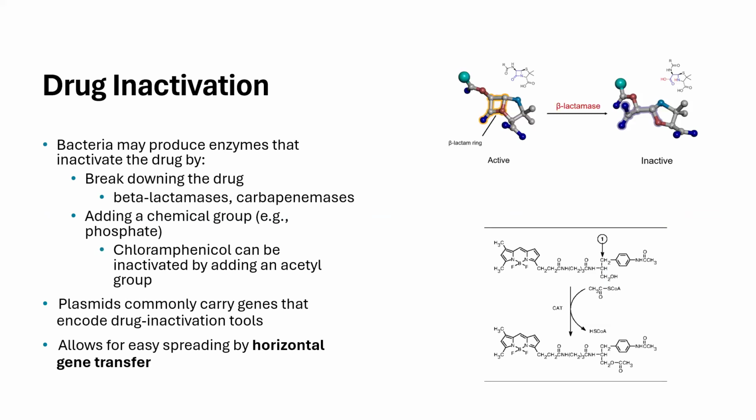You can have drug inactivation. This happens oftentimes with beta-lactams, like penicillin. Beta-lactamases will actually cut this beta-lactam ring, and that'll result in an inactive form of the drug. Another example would be adding chemical groups. So down here, we actually add an acetyl group to chloramphenicol to inactivate the chloramphenicol. The ability to do these things can oftentimes be carried on plasmids, and those plasmids can go from organism to organism through the different methods of horizontal gene transfer.